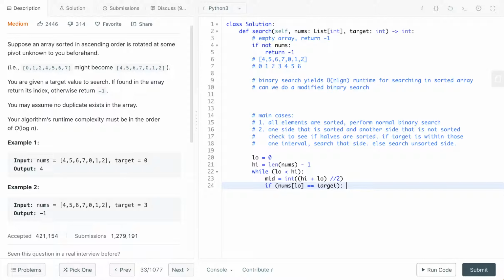Check to see if nums of low is equal to target, and return the index, which is low. Same thing with high, and same thing with mid. Mid equals target.